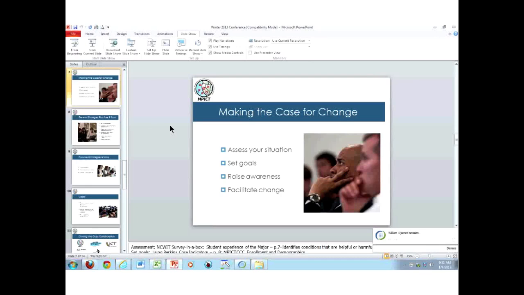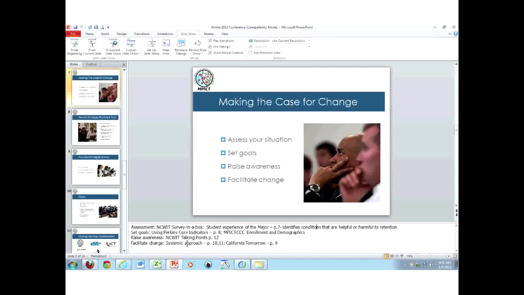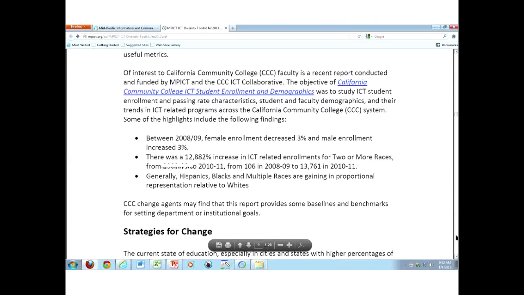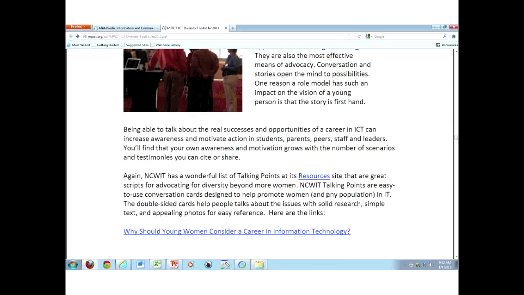So again, when you're making the case for change, you want to assess your situation, as I mentioned, set your goals, and raise awareness. Again, I go back to NCWIT on that one. On page 12 of the toolkit, there's a link to NCWIT's talking points. These are great little cards. They have a wonderful resources page. You could probably just go there and stay all day. But these are links to their talking points.